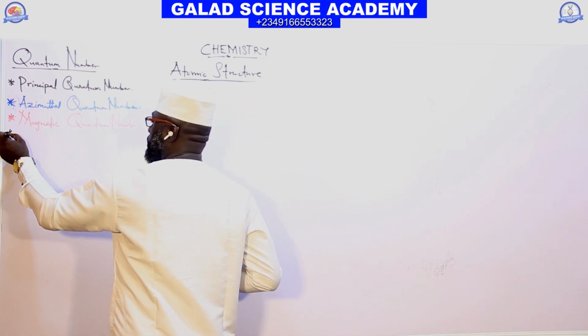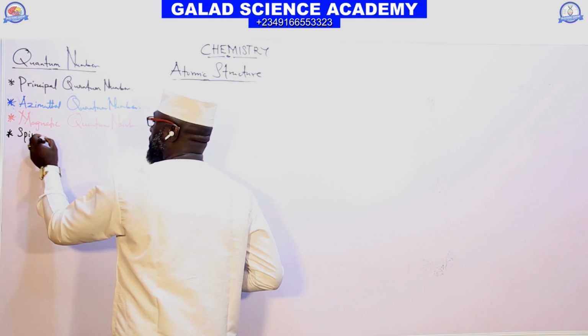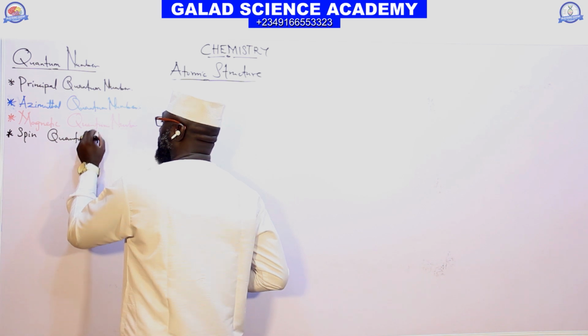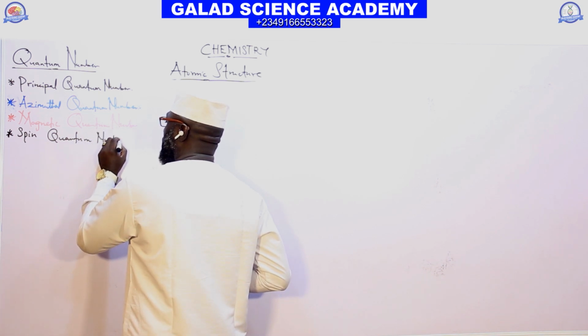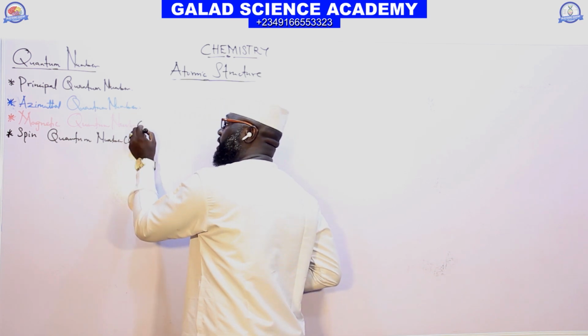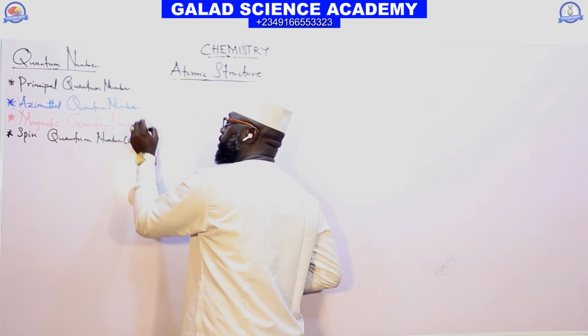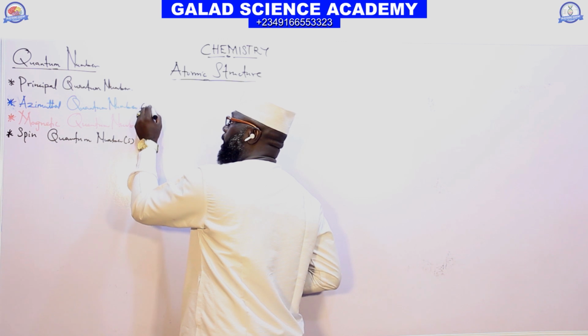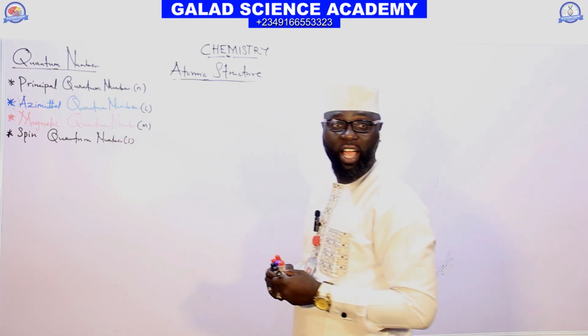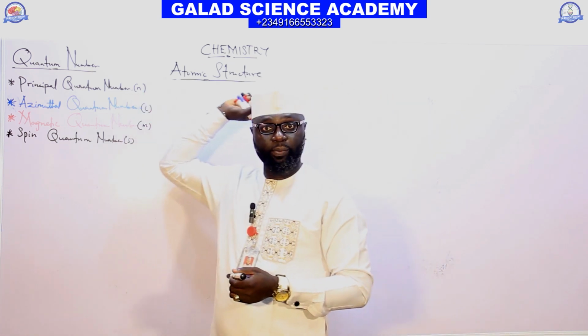The last one is spin quantum number. But I said spin, you know, as X. This one is M. This is L. This is N. So I've explained the principal quantum number.